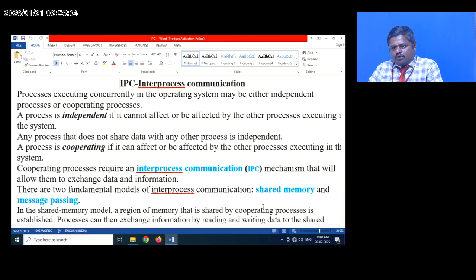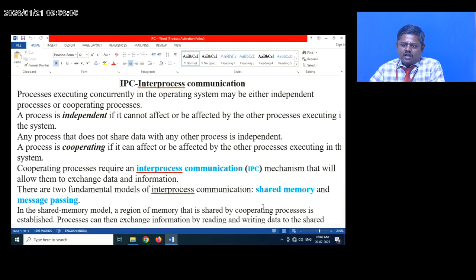And some processes may be cooperating processes. Cooperating process means one process will stick its nose into the work of another process. For example, P2 can interfere with P1 and P1 can interfere with P2, or one process affects the other process. That is the cooperating mode. In that scenario, we must use inter-process communication. That concept is called IPC.